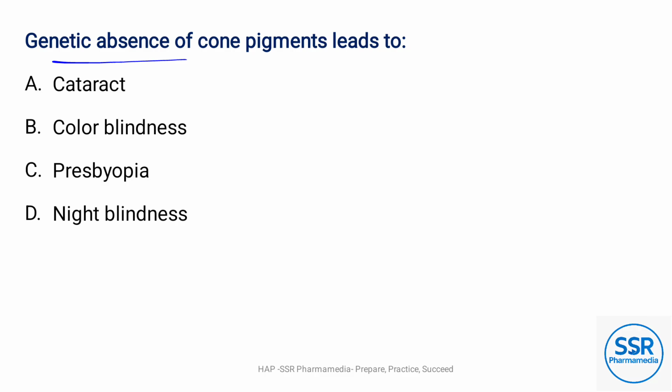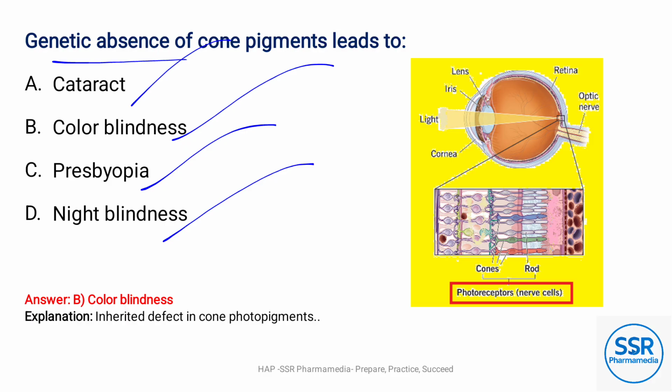Genetic absence of cone pigment leads to option A, cataract, option B, color blindness, option C, presbyopia, option D, night blindness. So the answer is option B, color blindness. So an inherited defect in cone photopigments leads to color blindness.